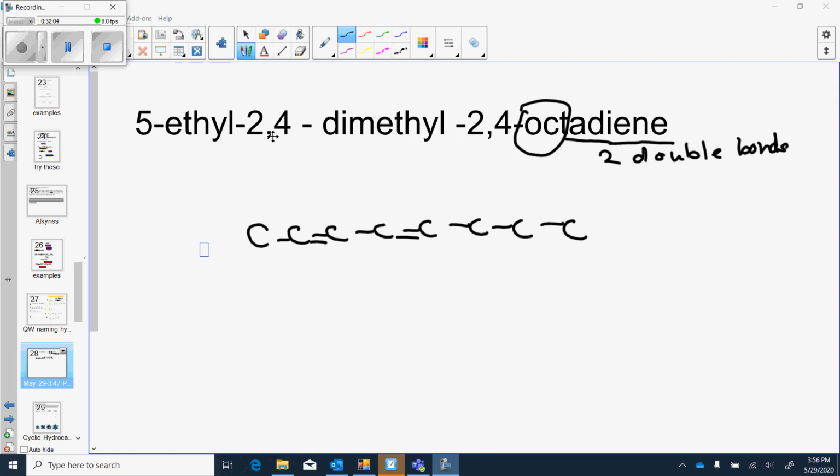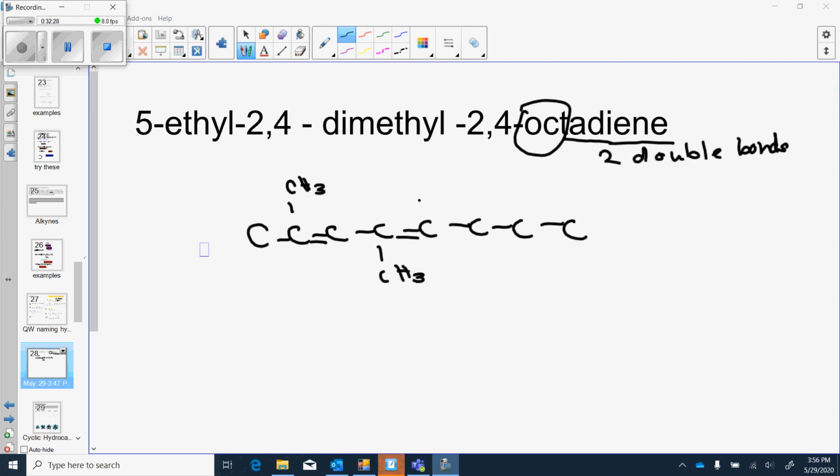Then I can move on to my branches. I have 2 methyl branches. They're on the 2 and the 4. You can put them at the top, or you can put them at the bottom. It doesn't really matter. Okay? Or you can spread them like that. They both could go on the top, they both could go on the bottom. That's your choice, because it can rotate around that bond easily. And we have one more branch, and that's going to be an ethyl branch, and it's on the 5.